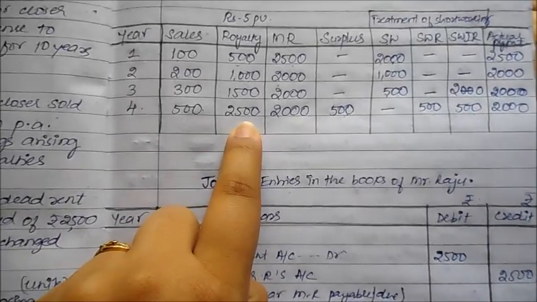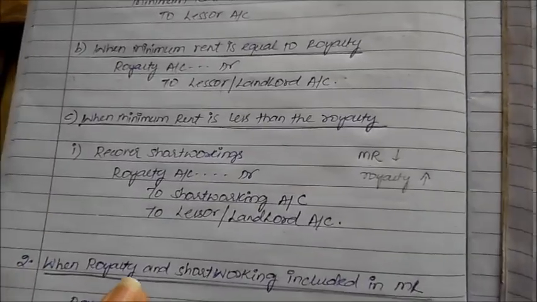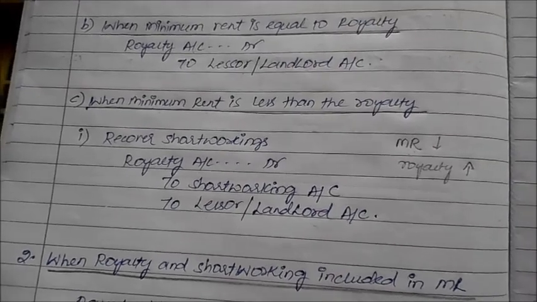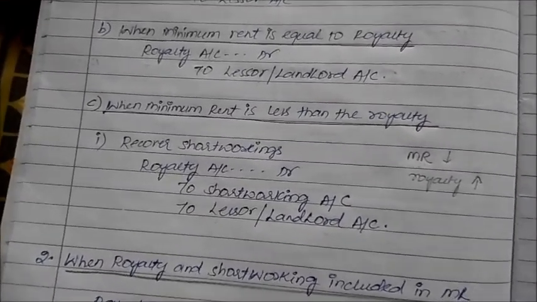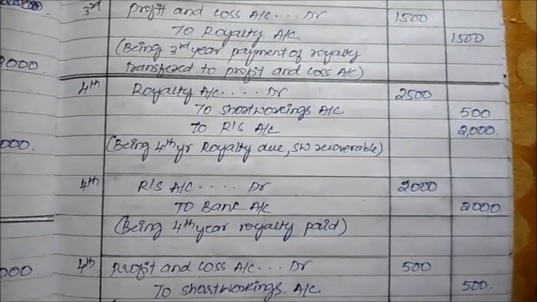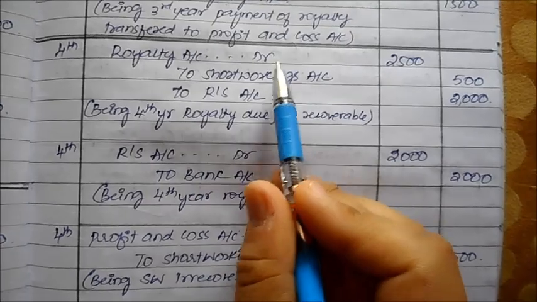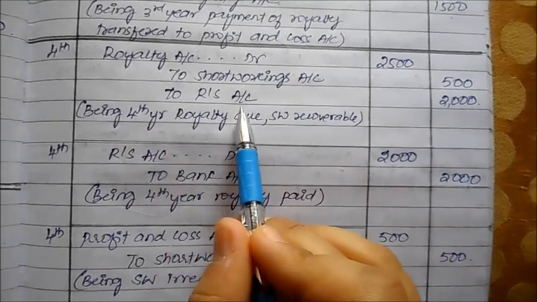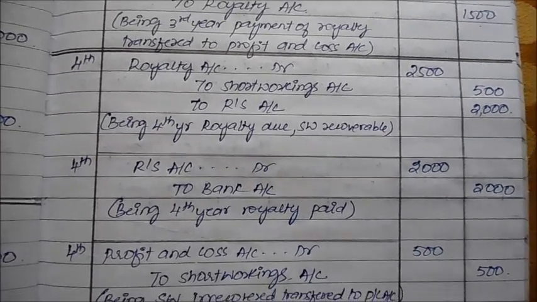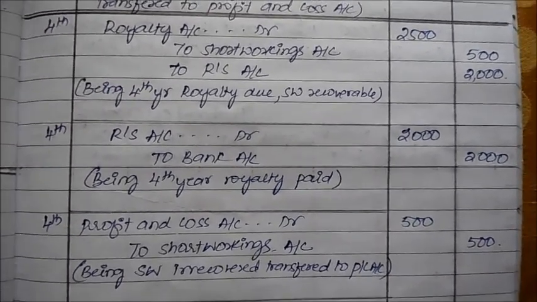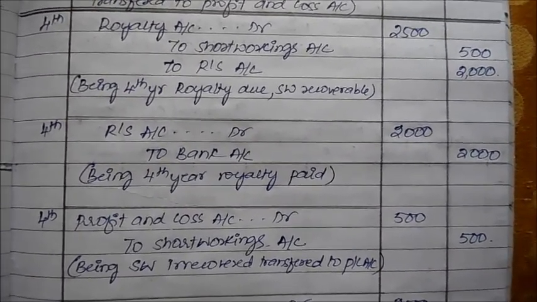when royalty is more than the minimum rent, that means when minimum rent is less than the royalty. Similarly, what will be the journal entry? The journal entry is going to be royalty to short working to landlord, right? This is the entry: royalty account debit to short working account to landlord's account. So this much should be clear. How exactly are we recording the journal entry as royalty to short working to landlord?